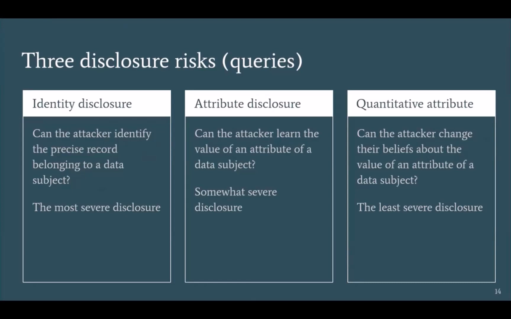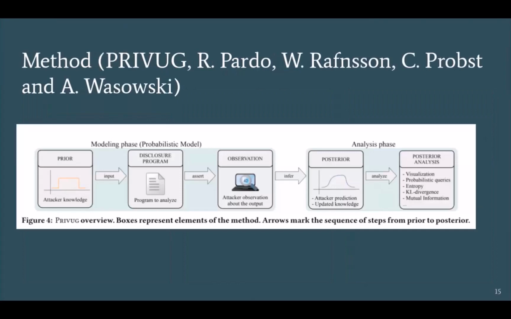And then the quantitative attribute disclosure. Here we ask, can the attacker change their beliefs or certainty about the value of an attribute of a data subject? So to reason about privacy risks stemming from the use of an anonymisation algorithm, we use Privug developed by Pardo, Rafnsson, Cross, and associates. I will briefly take the concept. In Privug, we define the attacker knowledge as a probabilistic model. If you look at the figure, you can see the steps of Privug divided into 2 phases, the modeling phase and the analysis phase.